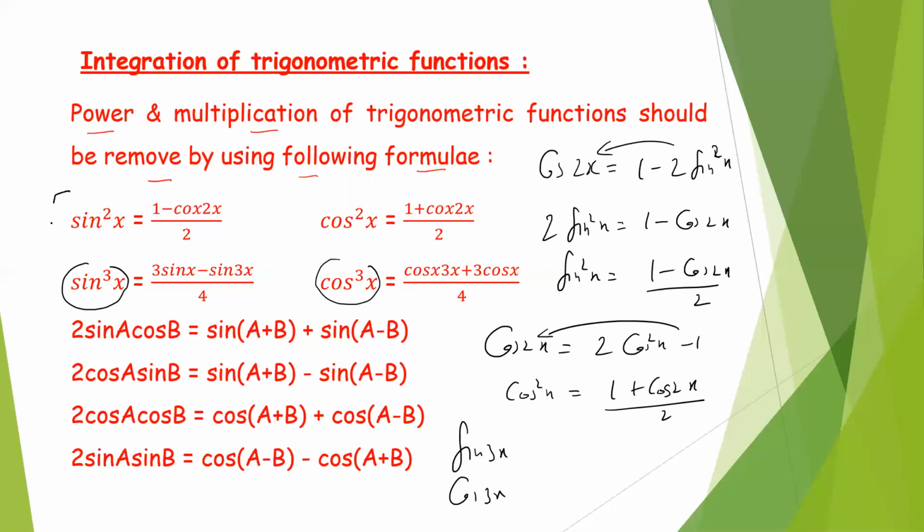These four formulae are used to reduce the powers. And the next four formulae are to remove the product. Whenever it is 2 sin A cos B, we use sin(A plus B) plus sin(A minus B). This also you have studied in trigonometry. These are called transformation formulae. If we are not able to use any of these, then we can use substitution. Substitution is always helpful for finding the integral.